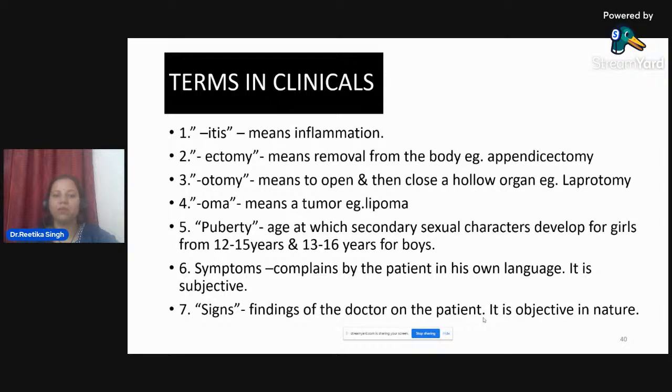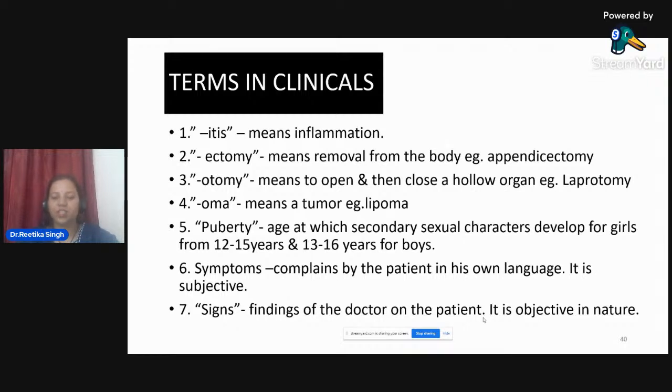Now there are some terms in clinicals. Itis means inflammation. Ectomy means removal of a part from the body, like appendectomy. Otomy means to open and then close a hollow organ, like laparotomy. Oma means a tumor. Puberty is the age at which secondary sexual characters develop: 12 to 15 for girls and 13 to 16 for boys.